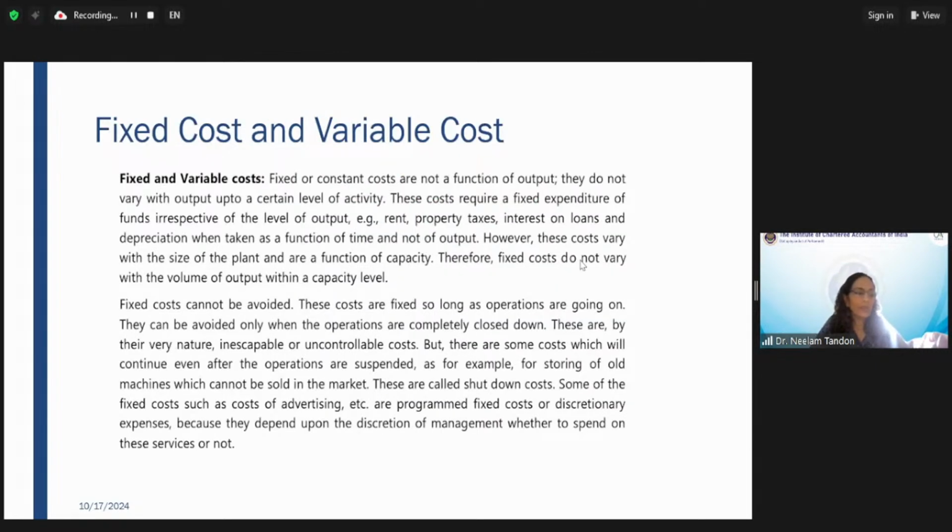Then fixed cost and variable cost. What is fixed cost and variable cost? So fixed cost is the cost, for example, I say that you buy a machine, and this machine you will install in your factory, and then you come to know that the factory papers are disputed, and that is why you are not able to operate that machine.